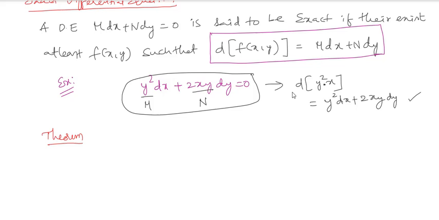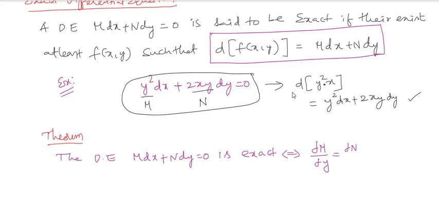That theorem will be: the differential equation M dx plus N dy is equal to 0 is exact if and only if dou M by dou y is equal to dou N by dou x. If it satisfies this condition, I can call the given differential equation an exact differential equation.